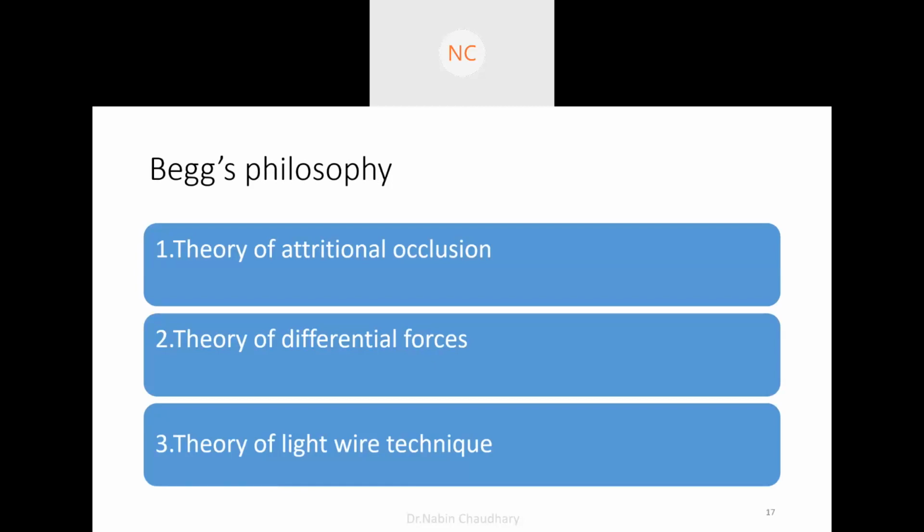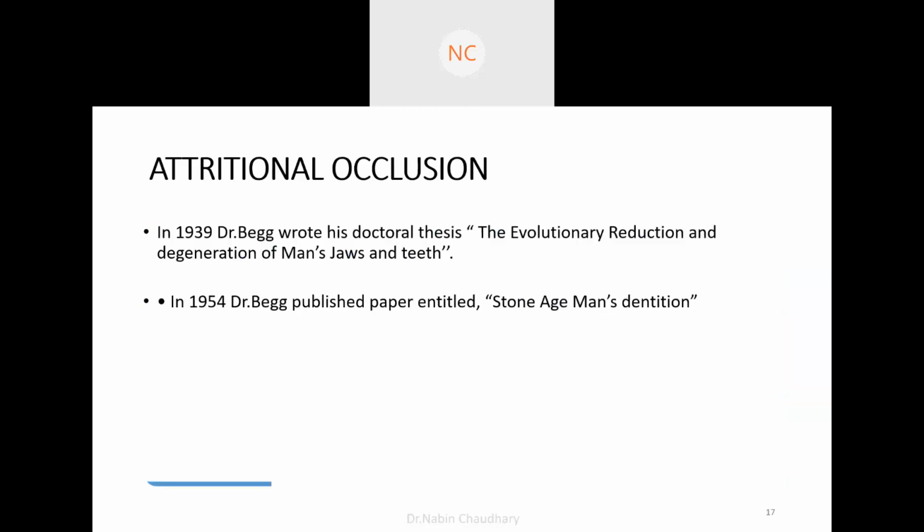So let's go to the Begg's philosophy. Basically, he gave 3 philosophies during his time. The first is the theory of the attritional occlusion, which he gave after the study in the Australian Aborigine. The second is the theory of the differential forces. This was based on the work of Storey and Smith. And the third is the theory of the light wire technique, where he uses light forces in order to move the tooth.